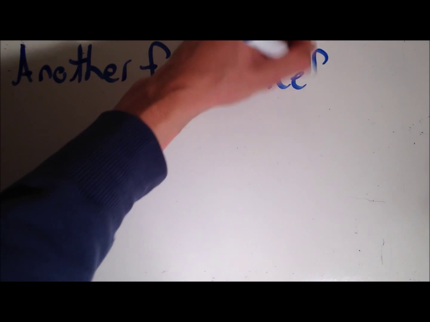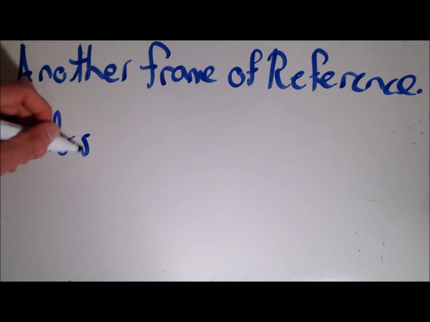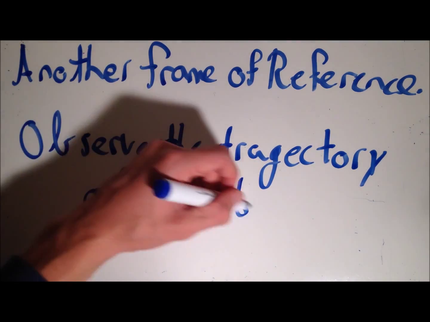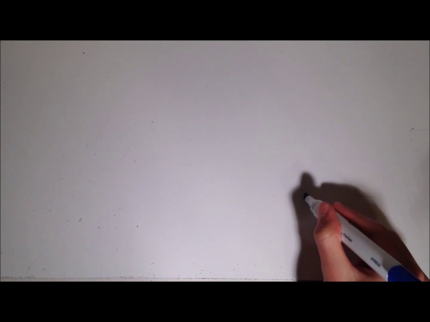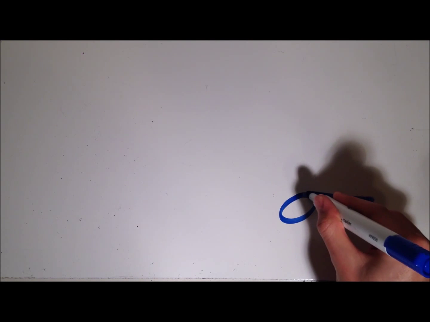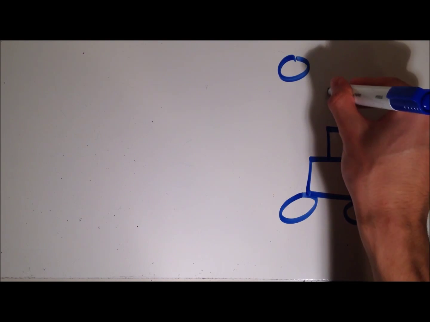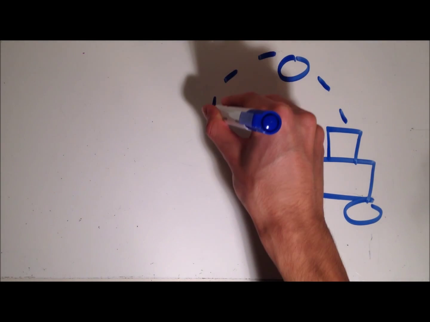Our next clip will show you another frame of reference. This perspective will allow you to observe the motion of the cart. Be sure to keep your eyes on the trajectory of the ball. As you observed in the clip, and as I'll show you in this diagram, it's clear to see this time that the ball travels in a parabolic trajectory rather than simply up and down.